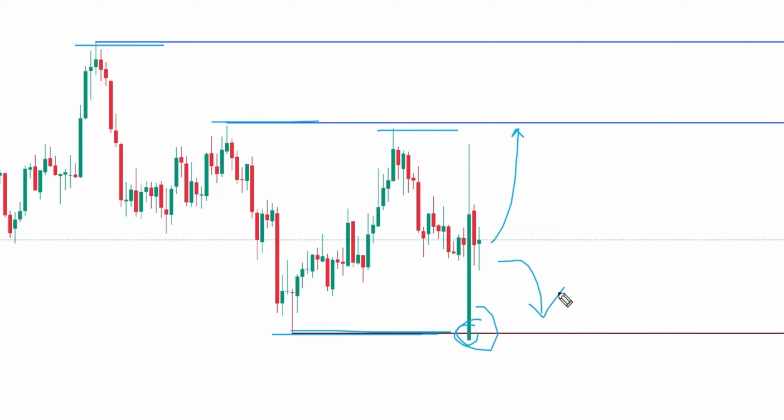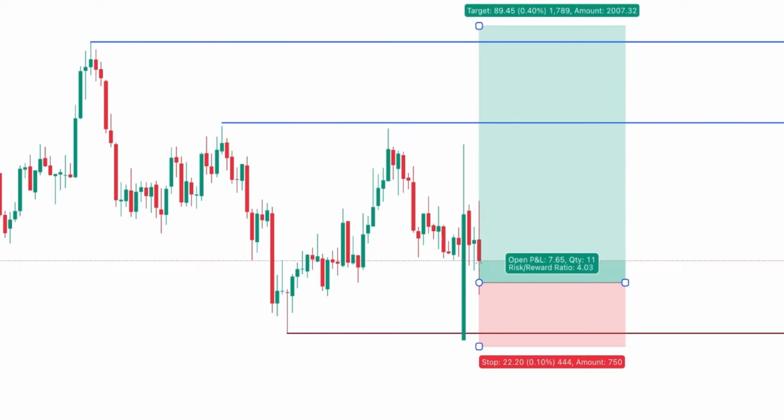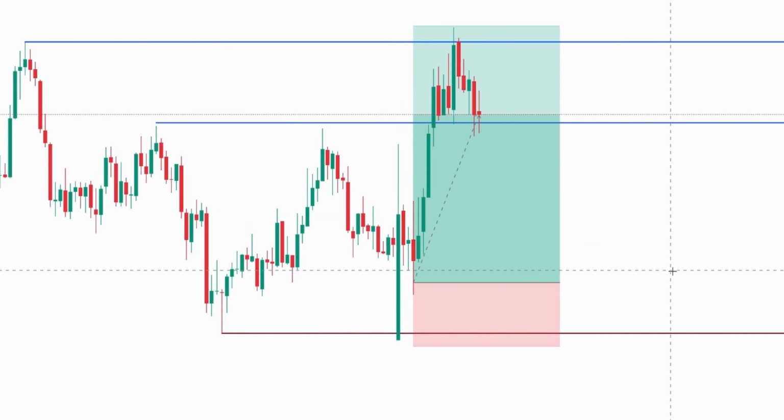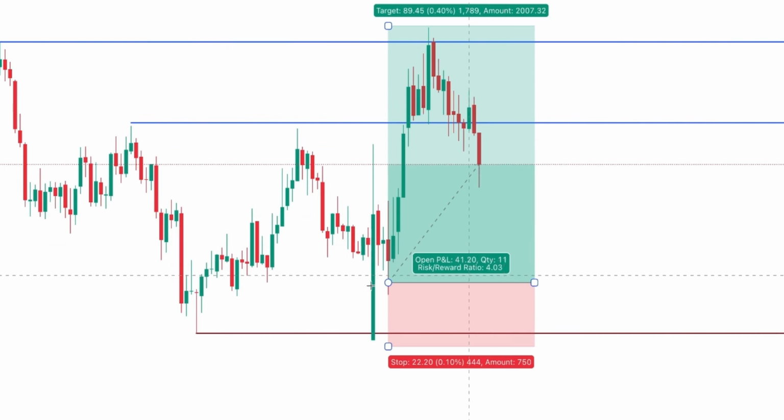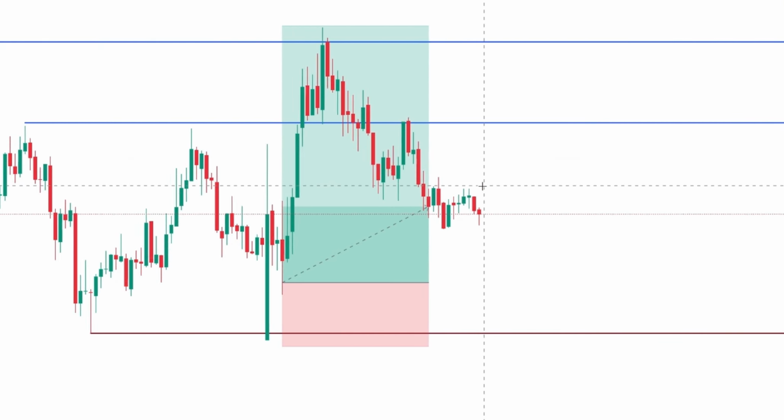So I'll place a long trade on this zone by placing my stop loss on these lows. So let's do that. So you can see how the price has given us the entry and the target has been hit within a few minutes. This shift in perspective allows smart money traders to avoid traps and position themselves with the institutional move rather than against them.